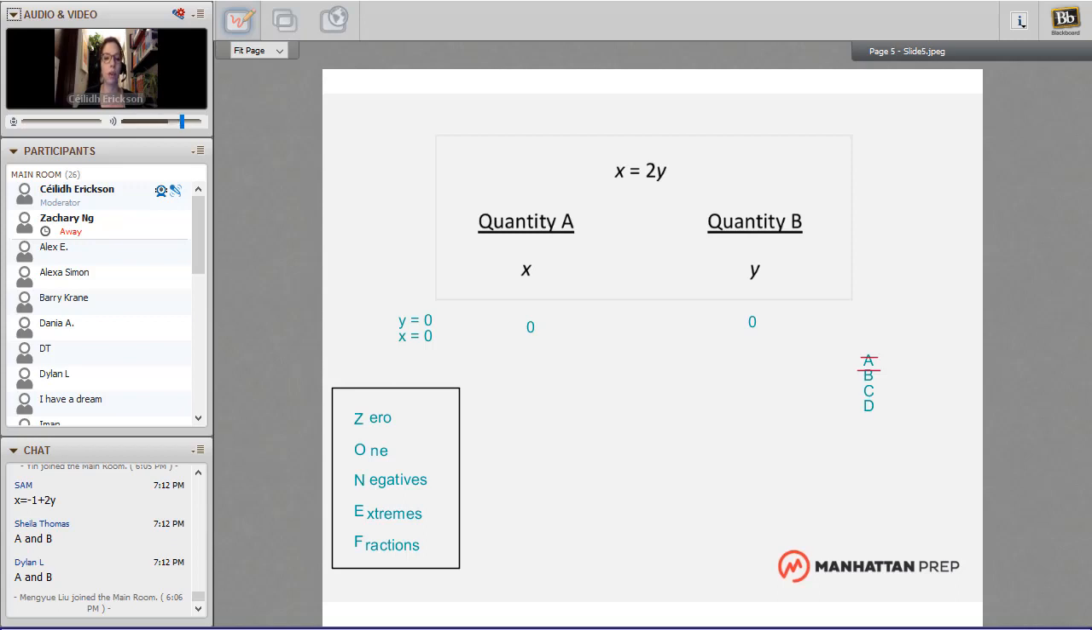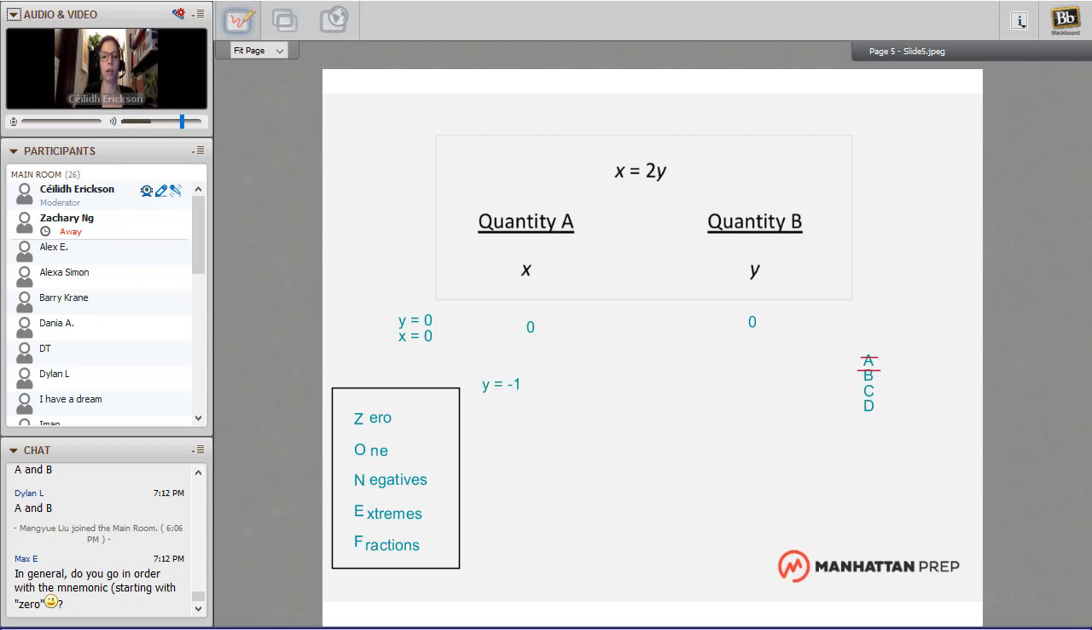If you found an example where they're equal, now just think of any example where they're not equal. What happens when we try negatives? So if we try y equals -1, then x would equal -2. And Max, to your question, I recommend starting with 0.